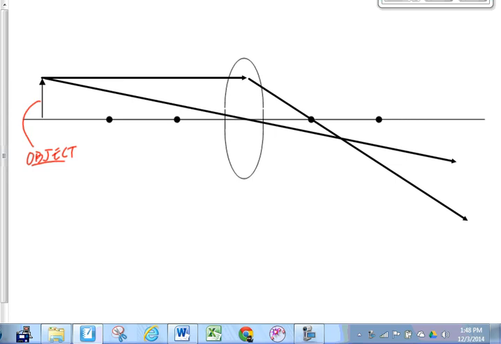Now, this was my object over here. The bottom of that object was on the principal axis. The top was where the rays started. This is my image over here. The bottom of the image is at the principal axis, and the top of the image is where the rays converge, where they come together. That's my image. Why didn't they converge at the focal point? Because the second ray wasn't parallel to the principal axis.